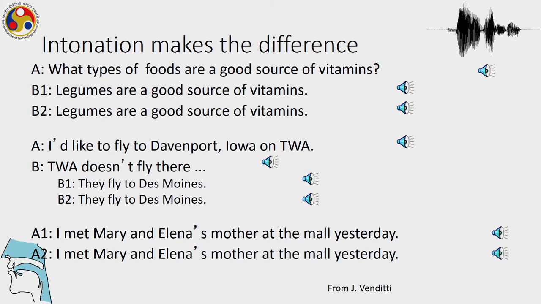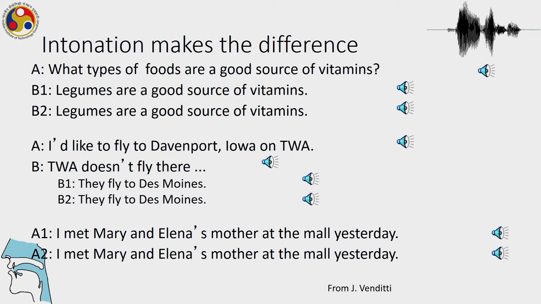Now what we hear is that in one sentence, the intonation lets you know about where the possible flight destinations could be. There's a difference in the way the message is conveyed to you. In one sentence, it's pretty straightforward that they fly to Des Moines. And here you can hear that there is a difference in the way the intonation is structured on Des Moines. They fly to Des Moines.